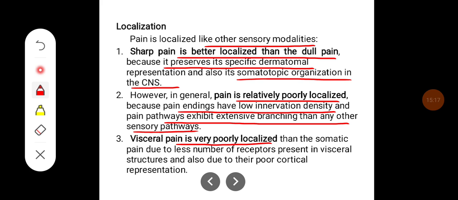Visceral pain is more poorly localized than somatic pain due to the smaller number of receptors in the visceral structures and also due to their poor cortical representation.